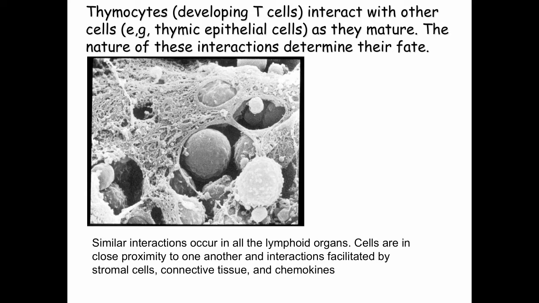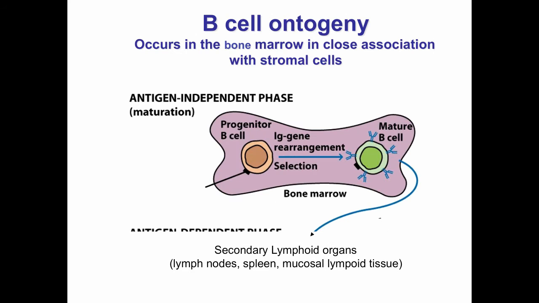So similar interactions occur really in all lymphoid organs. Cells are in close proximity to one another, and interactions are facilitated by stromal cells like fibroblasts, connective tissue, and soluble molecules like chemokines. B cells develop in the bone marrow, again, B for bone marrow, and conceptually development is very similar to what's happening during T cell development in the thymus.